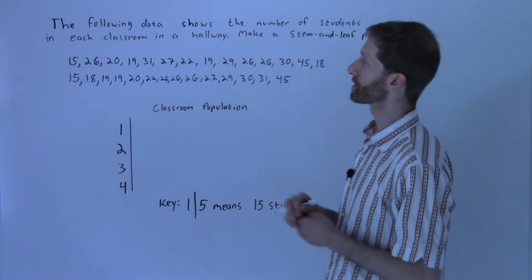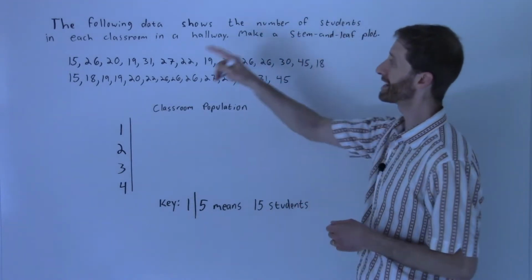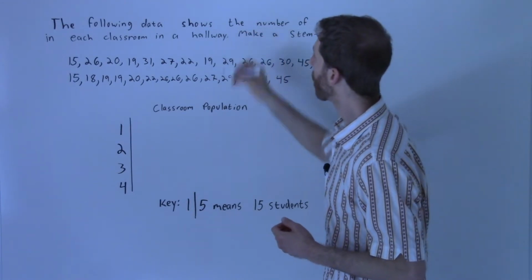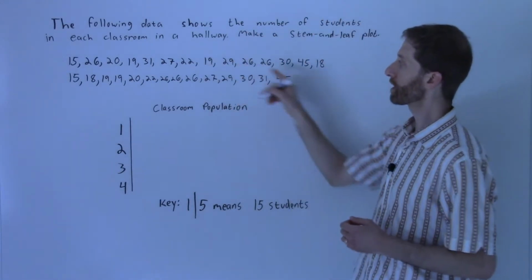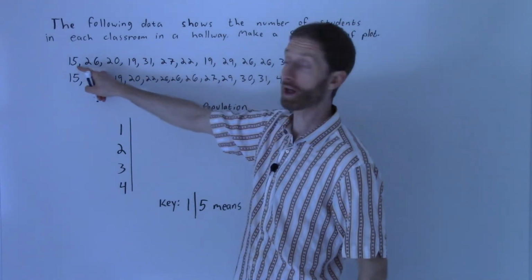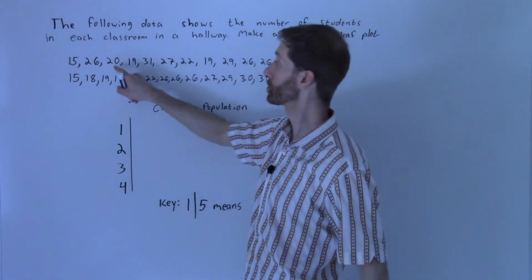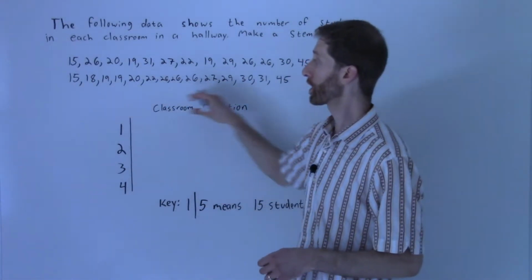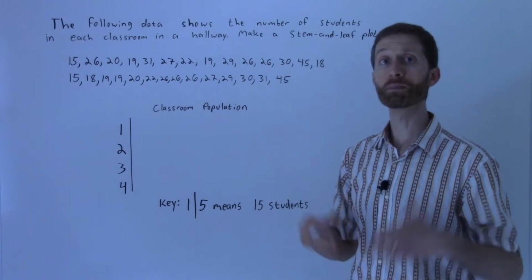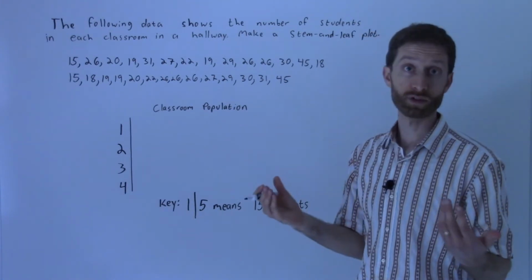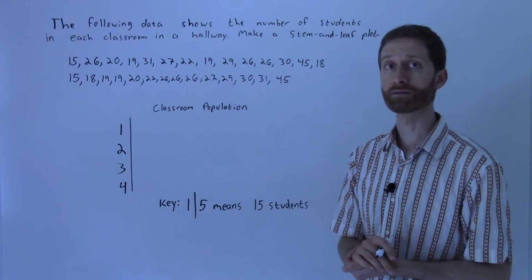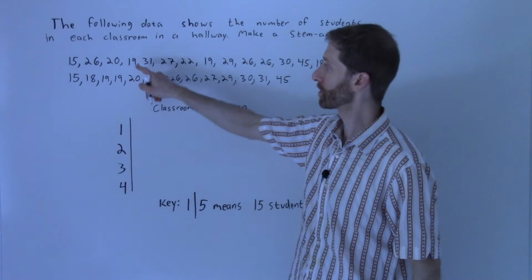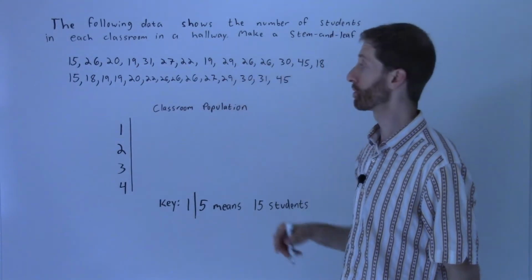You're given a problem that says the following data shows the number of students in each classroom in a hallway. Make a stem and leaf plot. So what we have right here is a list of numbers of students. 15 is in one classroom, we have 26 students in another classroom, 20 in another, and so on and so forth. What I like to do is reorganize the data, much like you would do when you're finding the median of the data, or sometimes even finding the mode. I find that to be very helpful. So I've reorganized the data here and made sure that I have every single one of the numbers that I had in the original list.